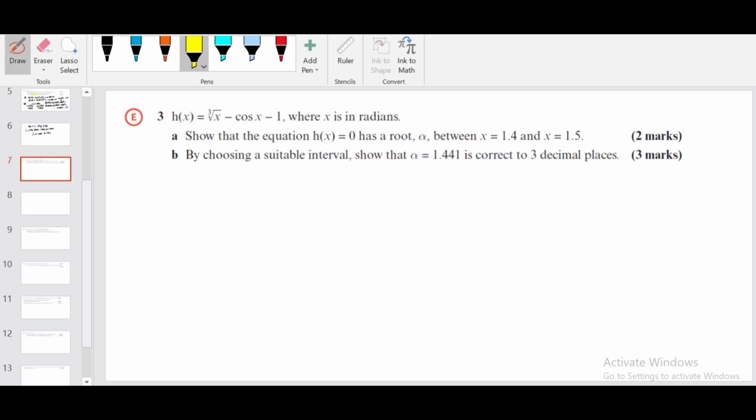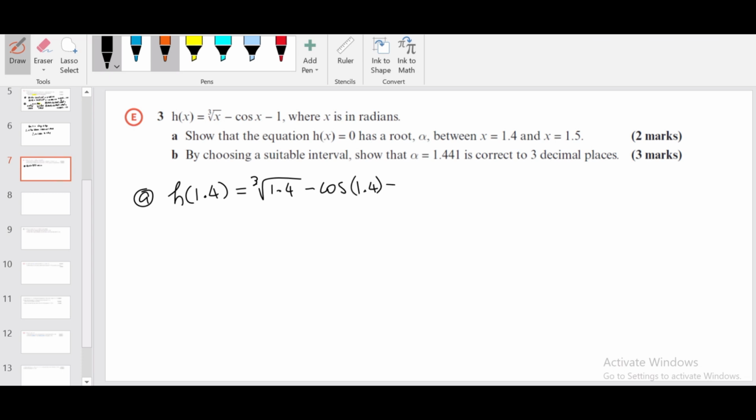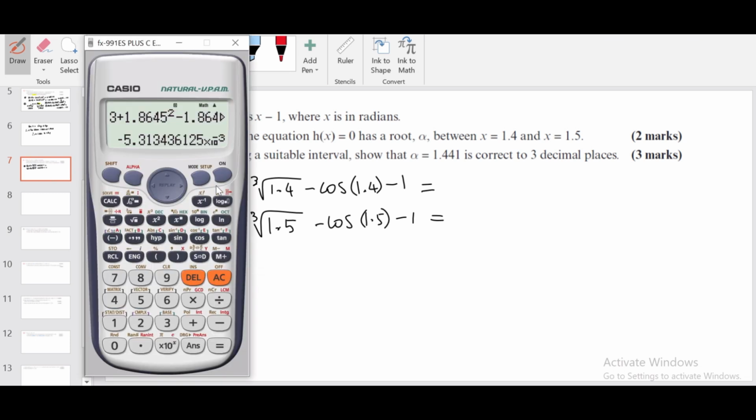Now the question has a trigonometric function involved, so you need to make sure your calculator is in radian mode. Show that the equation f of x has a root. So you need to find h of 1.4, which is cube root of 1.4 minus cos 1.4 minus 1. h of 1.5 is cube root of 1.5 minus cos 1.5 minus 1. Let's keep the calculator in radian mode first.